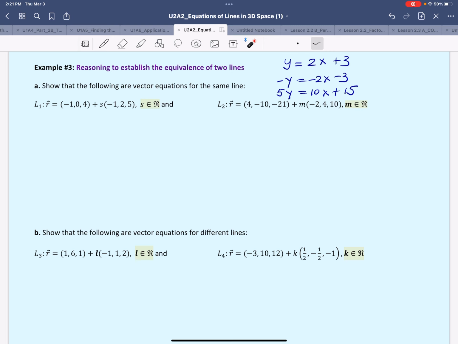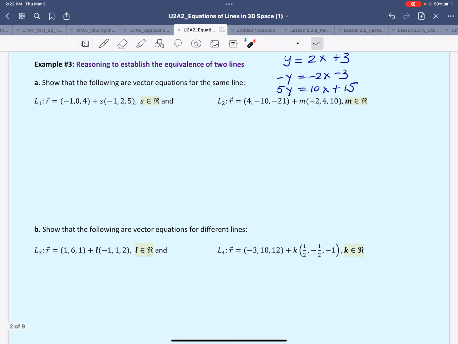So we're going to take a look at example 3a, where we're given the equations of two lines. This time they're in vector form, and just like equations given in scalar form, when they are in vector form, we can produce different equations that graphically represent the same line. So how can we tell whether or not the two equations will represent the same line?